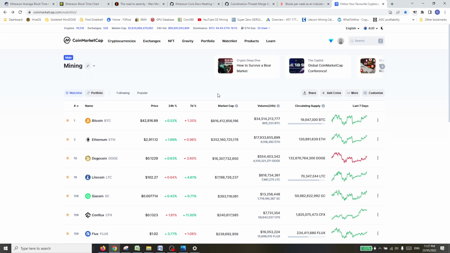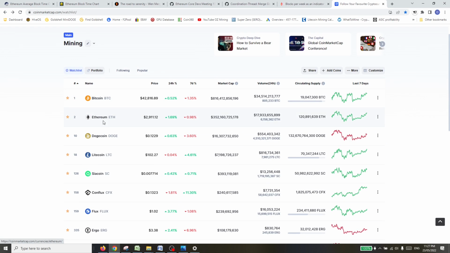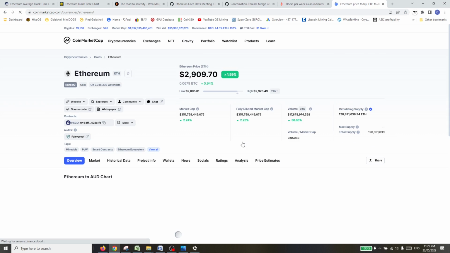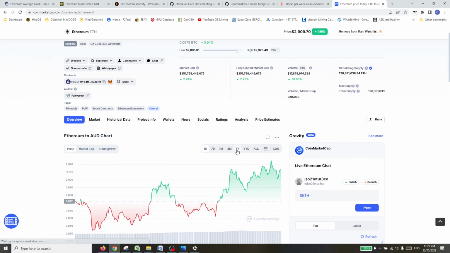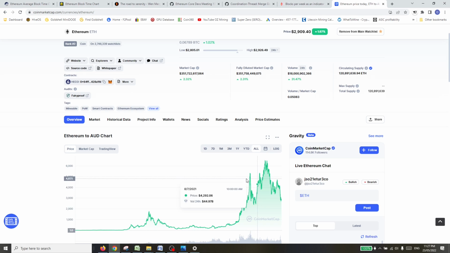If you look at CoinMarketCap, I have my watch list of coins that I'm mining. We've got Bitcoin and Ethereum at the top, and we're all seeing the pain at the moment. It's been a tough few weeks, and I keep an eye on Ethereum. If we look at the past year, it's not been very kind to us. We're around the all-time lows of the past 12 months. Let's look at the big picture: it's still not the end of the world.